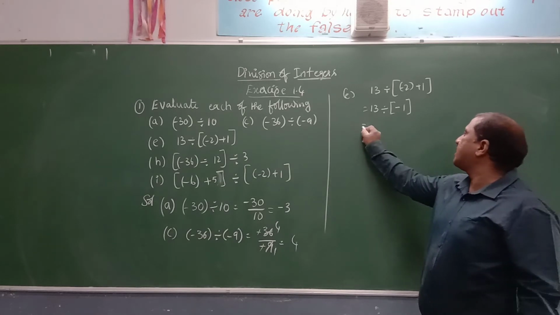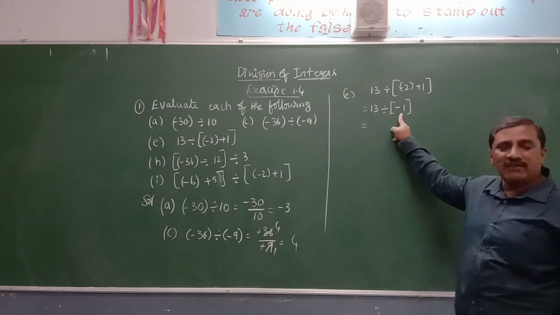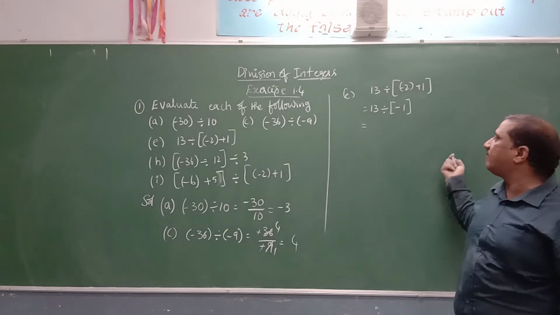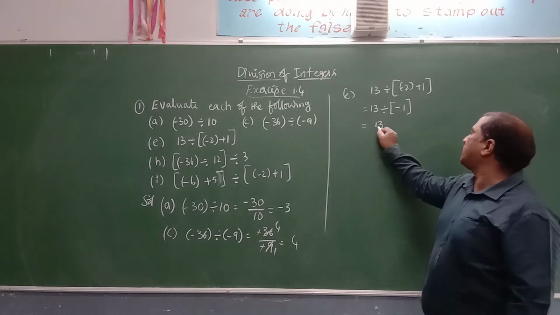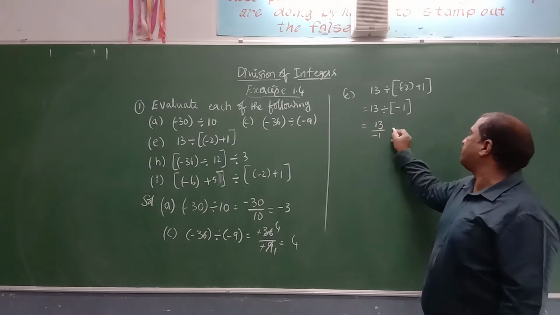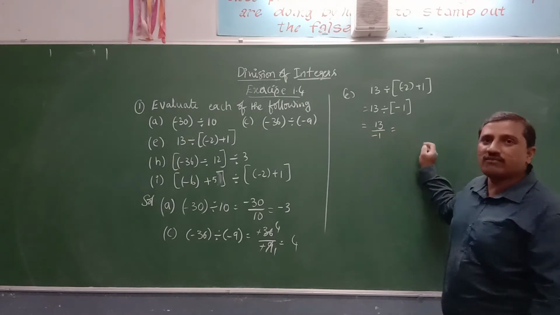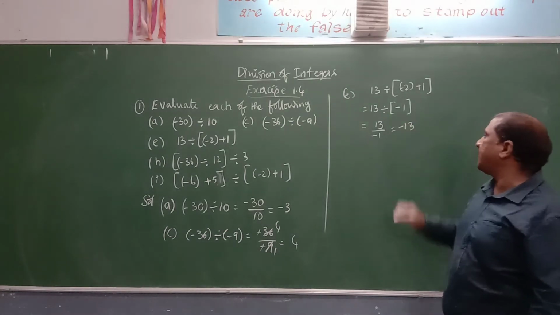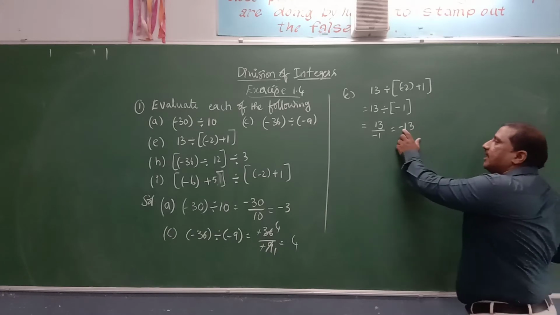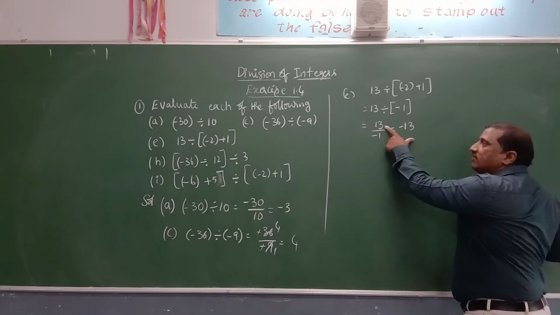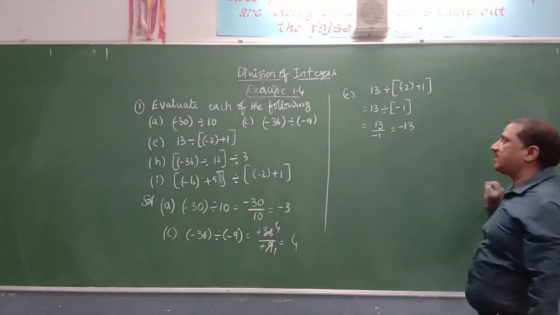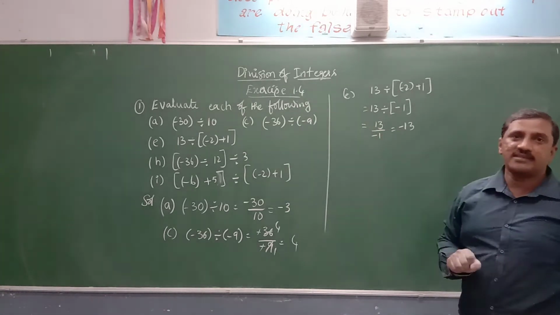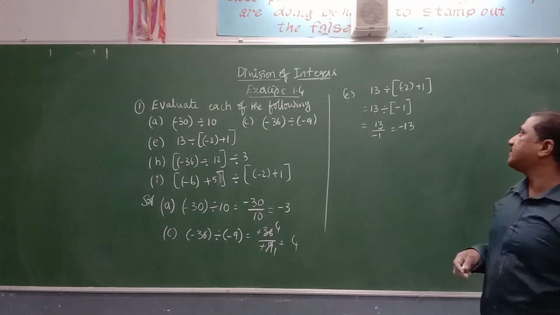Now we are dividing a positive integer by a negative integer, so two different signs are there and we always get a negative integer. Ignore the sign and divide the numbers. We get 13 by 1. When we divide any number by 1, we get the same number, and keep the minus sign. Why are we keeping the minus sign? Because we are dividing a positive integer by a negative integer, different signs, so we always get a minus sign. Hence it is minus 13.